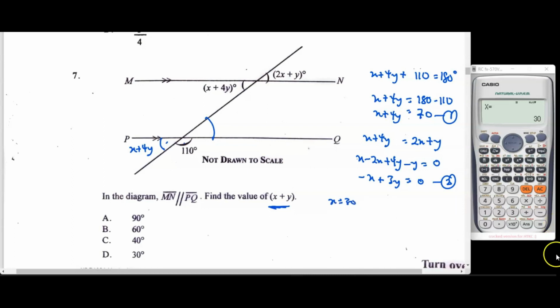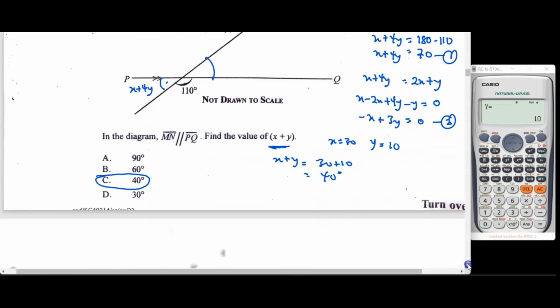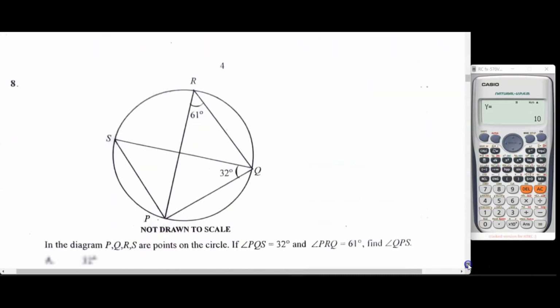Then going further, click on the equal to sign again. It gives us y as 10. So our y value is equal to 10. Therefore, adding 10 and 30, that is going to give us x plus y equal to 30 plus 10, and that is 40 degrees. So that is possible answer C. Let's move on. We have more to come.